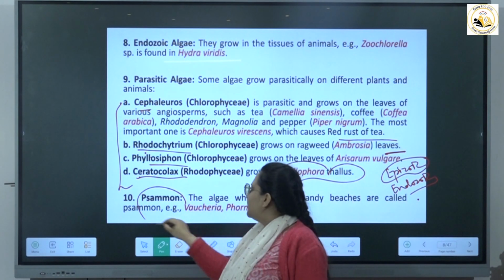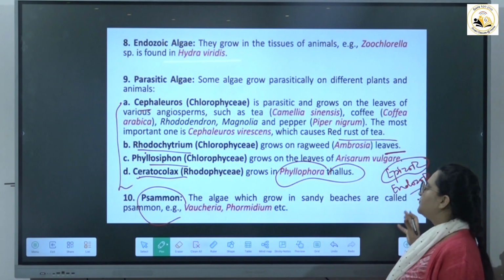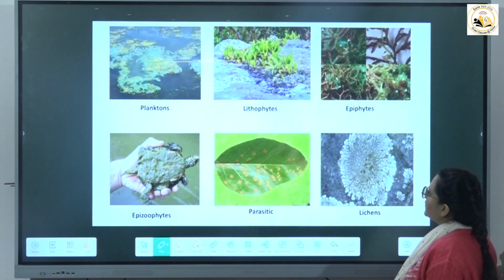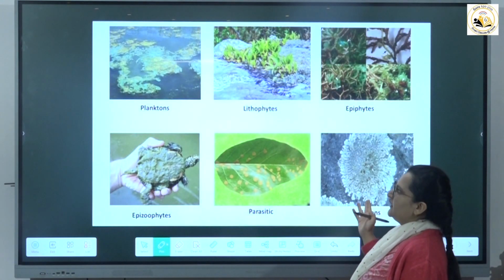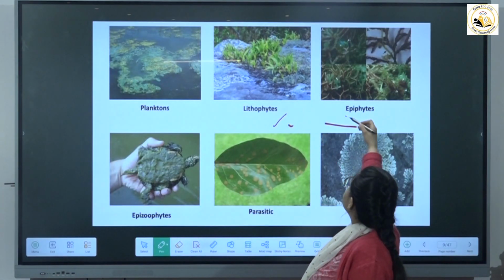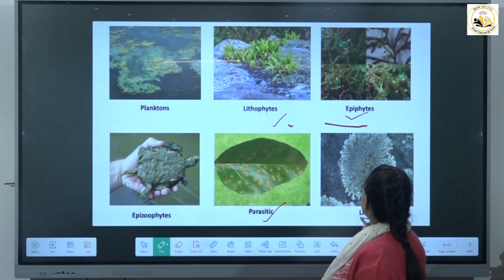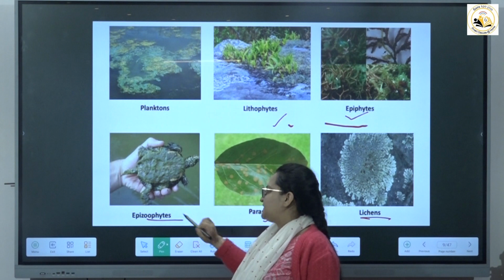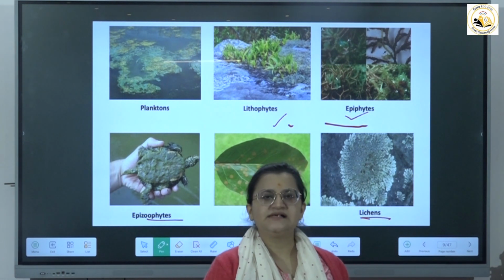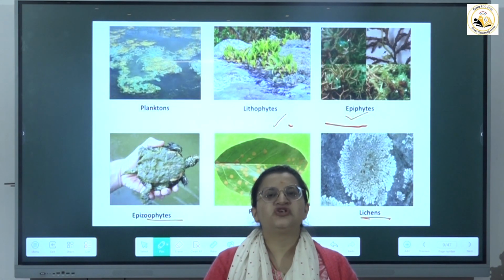Now the algae which grow on sandy beaches are called semons. These are the different pictures. The planktons are the free living algae, then lithophytes, epiphytes, parasitic in close association with other organisms, lichens and epizoophytes. Okay guys, thank you so much for taking this class, and in the next class we will discuss the structure of the algae.